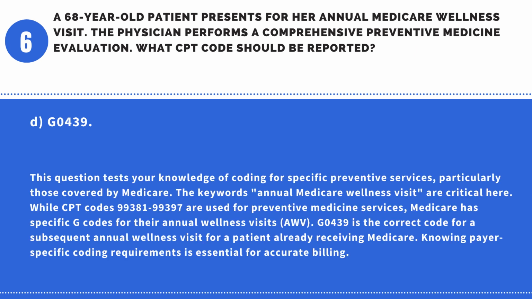Answer: D. G0439. This question tests your knowledge of coding for specific preventive services, particularly those covered by Medicare. The keywords annual Medicare wellness visit are critical here. While CPT codes 99381 to 99397 are used for preventive medicine services, Medicare has specific G-codes for their annual wellness visits, AWV. G0439 is the correct code for a subsequent annual wellness visit for a patient already receiving Medicare. Knowing payer-specific coding requirements is essential for accurate billing.